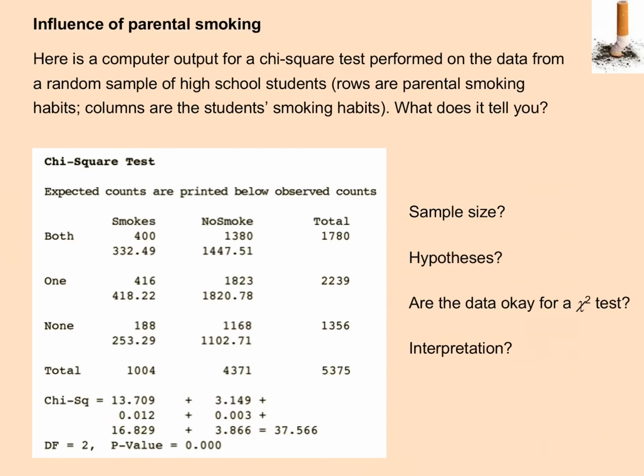All right, let's go back to the parental smoking example we talked about before. If you take that data and put it into Minitab and tell Minitab to run a chi-square test for two-way tables on it, this is the output table that Minitab will give you. Again, we have a random sample of high school students here. Our rows are parental smoking habits. The columns are the student smoking habits. The question is, what does it tell us?